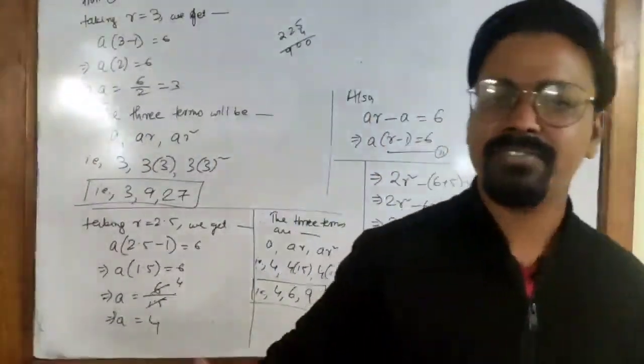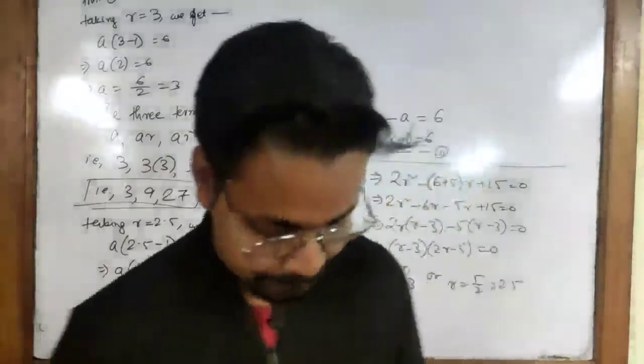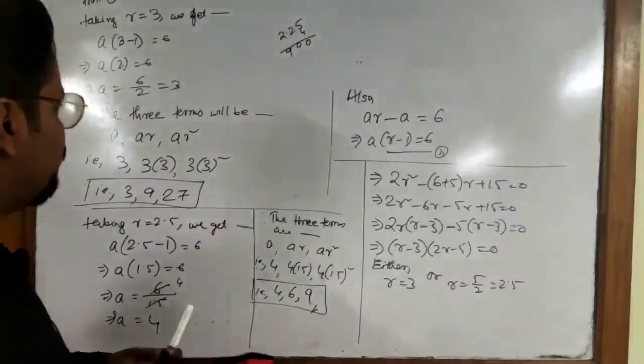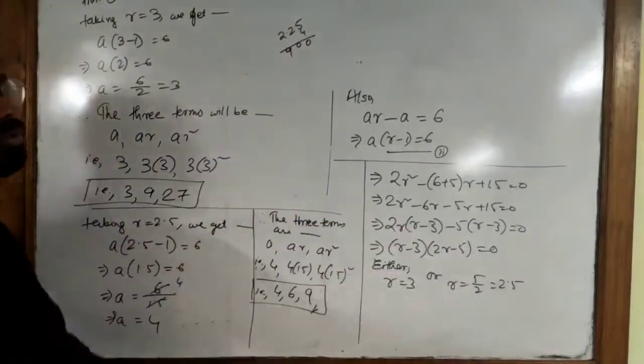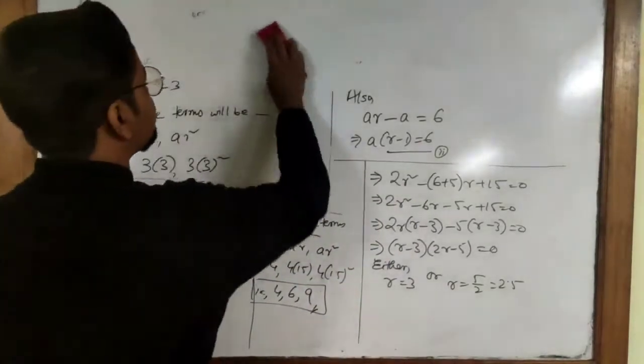A bit lengthy sum, but very simple sum. Now let's move on to 4.3. 4.2 is very easy, you can solve it. So if you can solve this one, then question number 4.2 you can solve easily. Let's move on to 4.3.